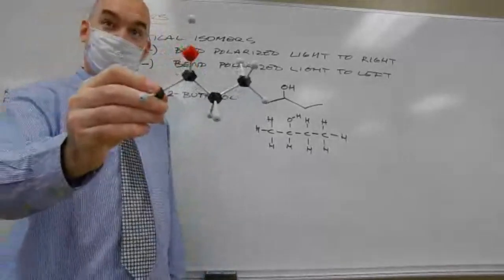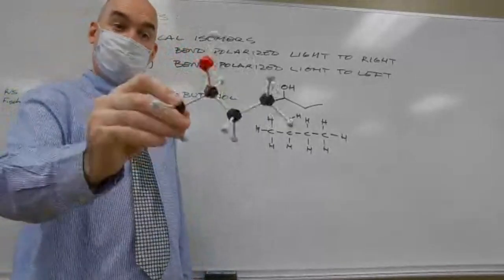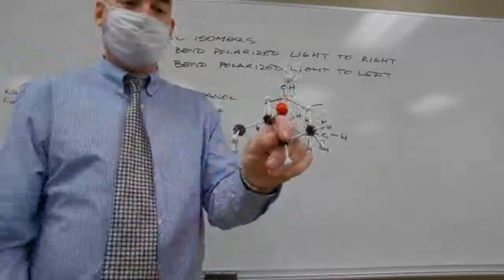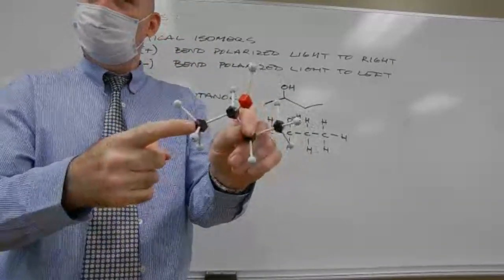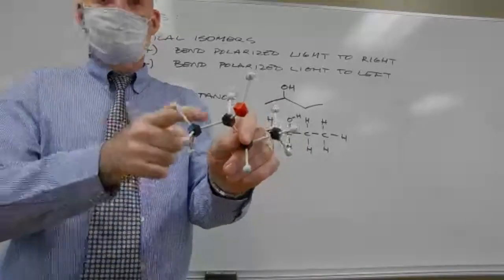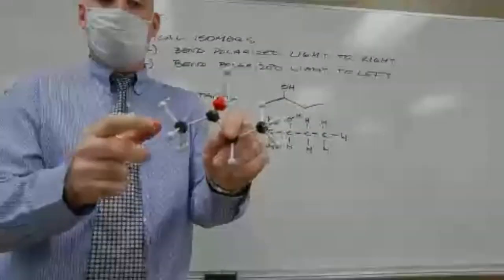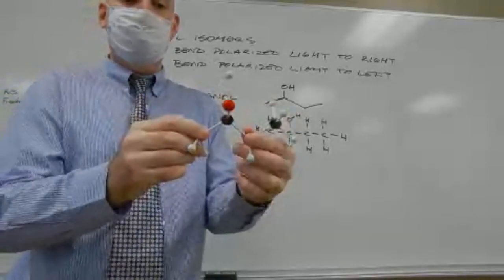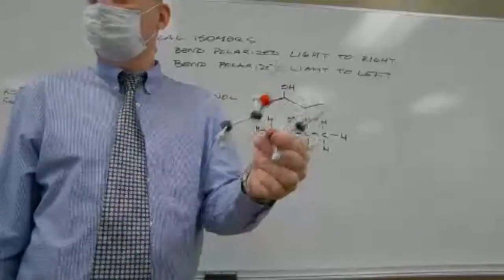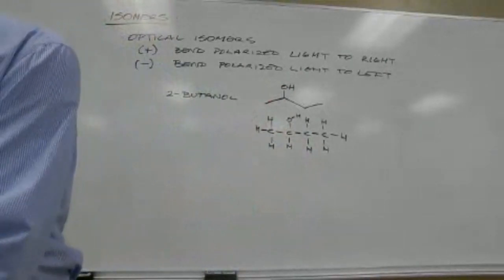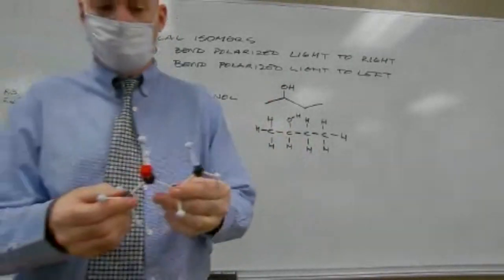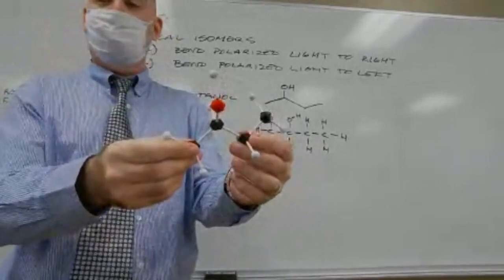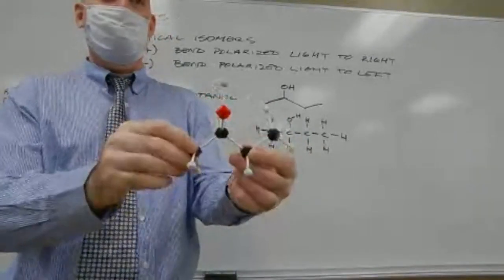This is somebody from the audience's representation of 2-butanol. It's tetrahedral carbon at the 1, tetrahedral carbon at the 2, tetrahedral carbon at the 3, and a tetrahedral carbon at the 4. This is somebody else's representation, picked at random.